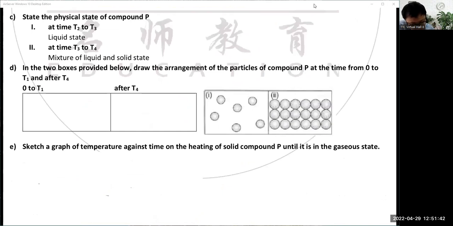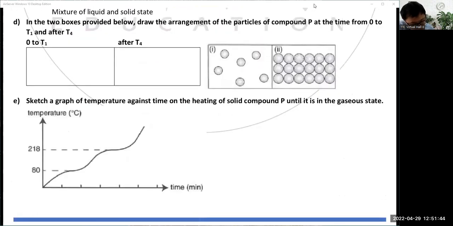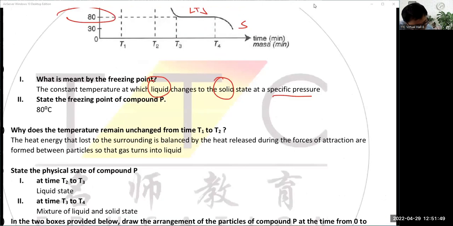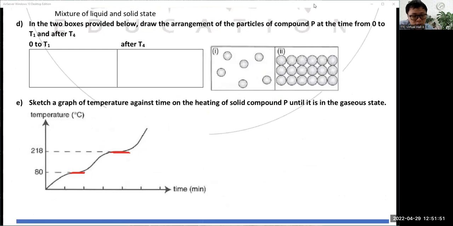Then sketch a graph, but it is upside down. So this is the graph. How does the graph look like? Your constant here, your constant here, same temperature. Okay, it's just reversing the temperature. Reverse the graph really.